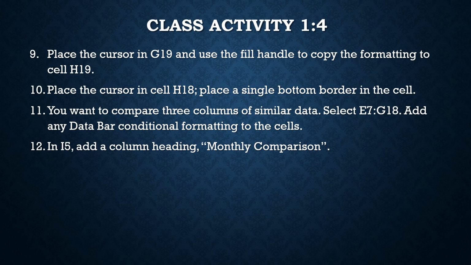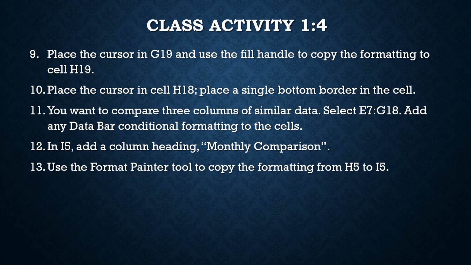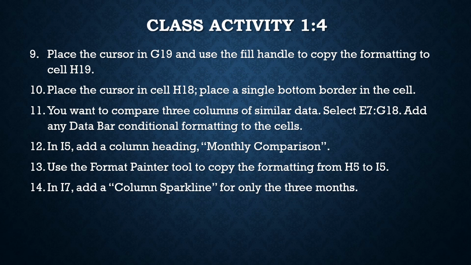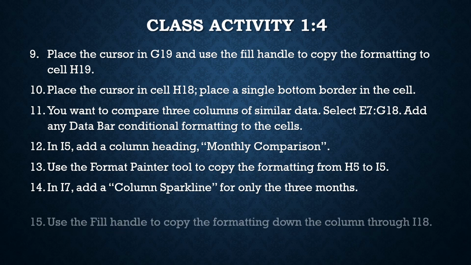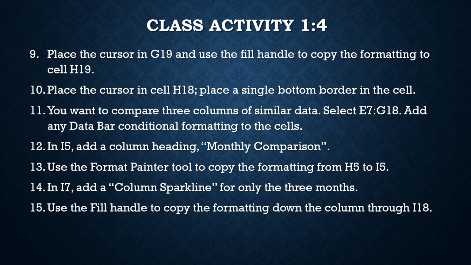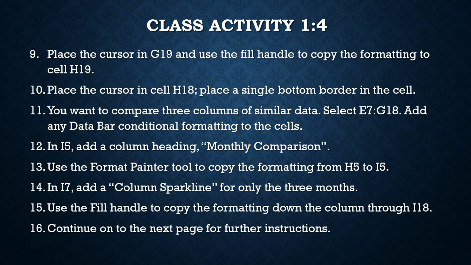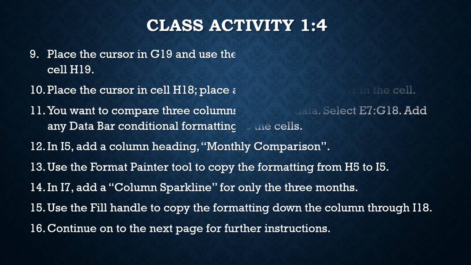In I5, add a column heading called Monthly Comparisons. Use the Format Painter tool to copy the formatting from H5 to I5. In I7, add a column sparkline for only the 3 months. Use the fill handle to copy the formatting down the column through I18. Continue on to the next page for further instructions.